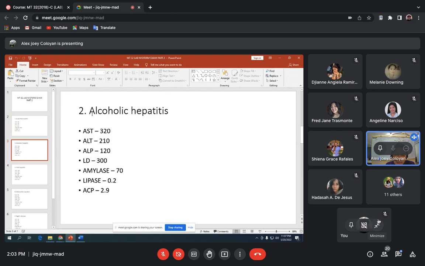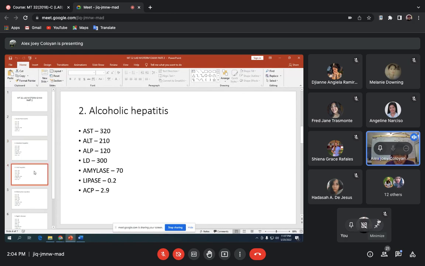Then for number two, it's alcoholic hepatitis because the AST level is higher than the ALT level. Okay, so if you're going to compute for the De Ritis ratio, it's less than 1.0. The De Ritis ratio is ALT over AST. So the numerator is ALT divided by the denominator, which is 320, your AST level. So 210 divided by 320, the answer is less than 1.0. So it indicates that there is alcoholic hepatitis.